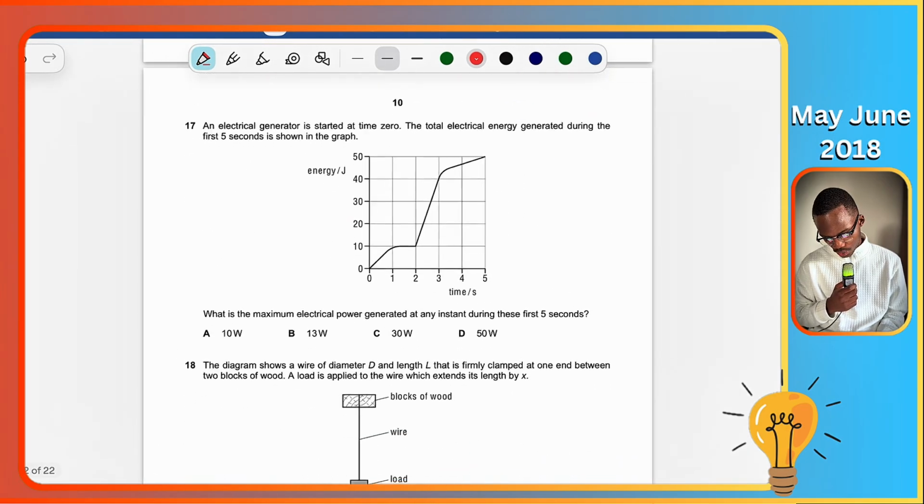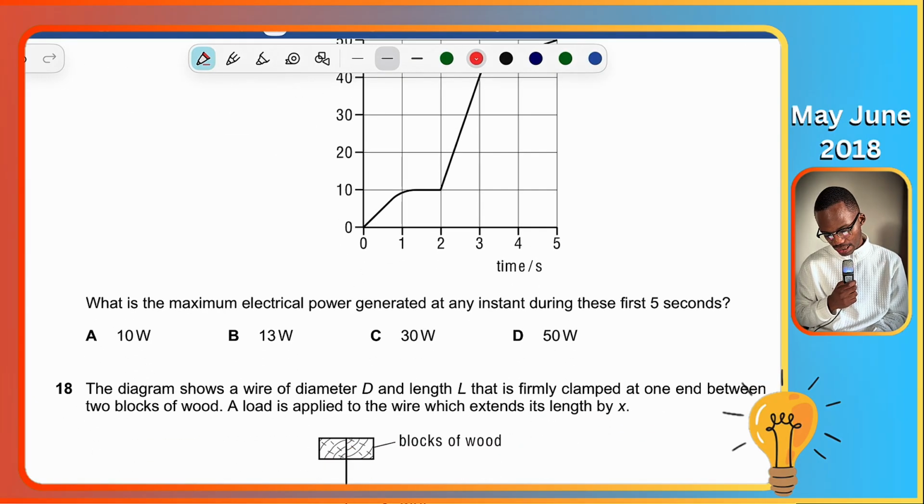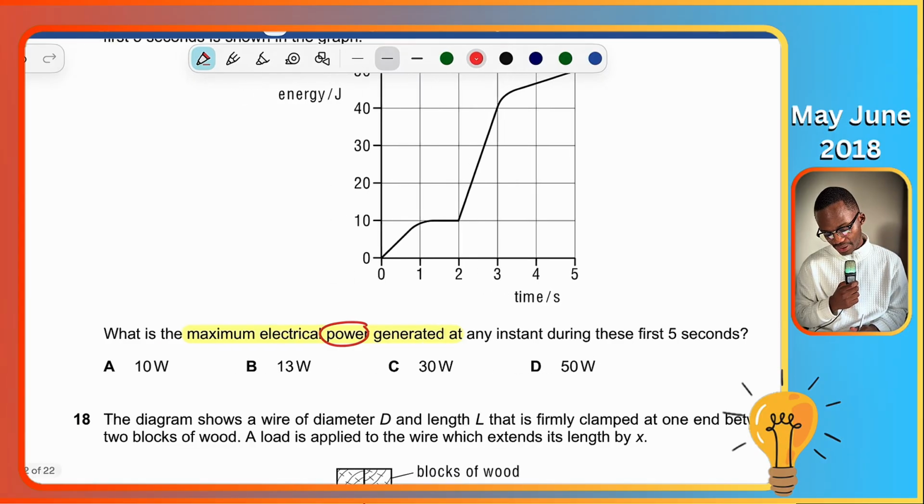Question 17. An electrical generator is started at time 0. The total electrical energy generated during the first 5 seconds is shown. What is the maximum electrical power generated? Okay, so what is the maximum power? That's a keyword: generated at any instant during these first 5 seconds.